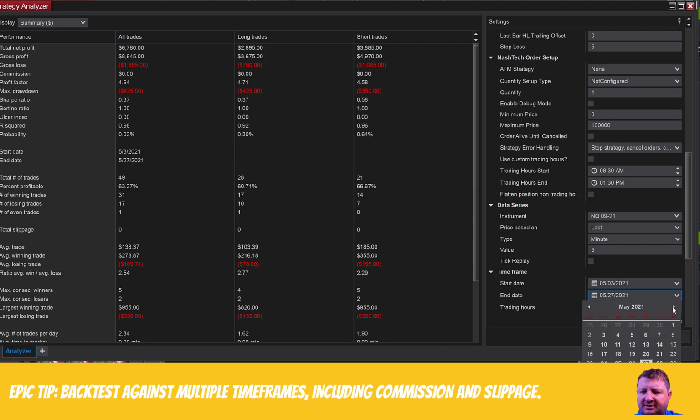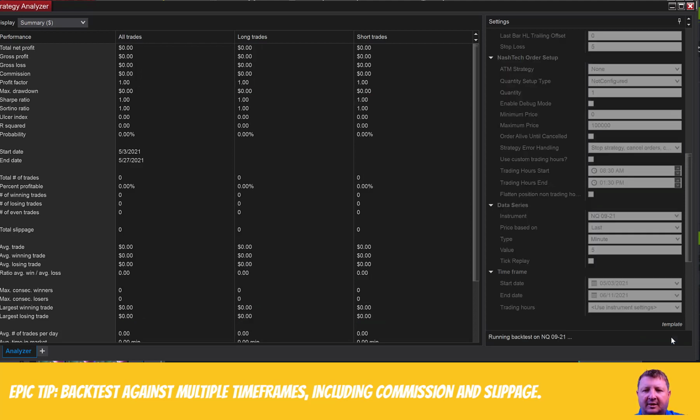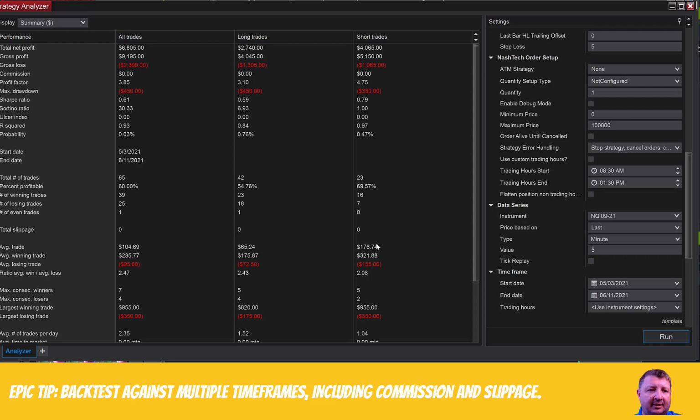Let's just change this to see how well it would have played out with the same setup from Friday the 11th. We'll run that, see if it would have done as good. It actually would have done really good. Not quite the same profit factor, but again, you're up there towards 4, and you're looking at 65 trades. So it's a pretty good setup.